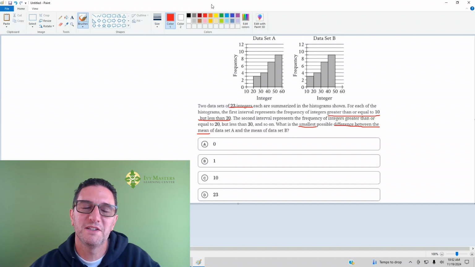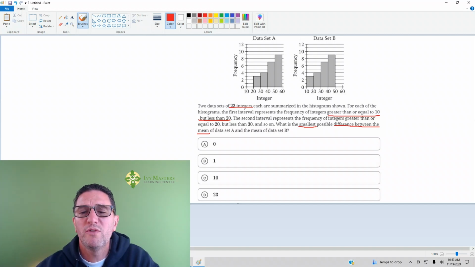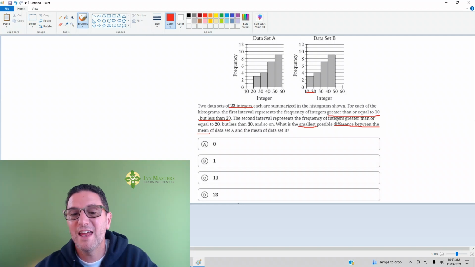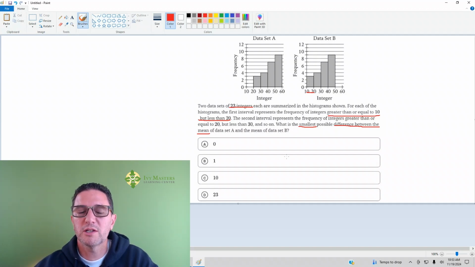42nd question from Digital SAT Test 3, Module 2B. This is a harder set of math questions. We've got 23 integers, and this first interval right here is greater than or equal to 10, but less than 20. So it could be 10 to 19. So the next one could be 20 to 29, and so forth. And we're looking at the smallest possible difference between the means.